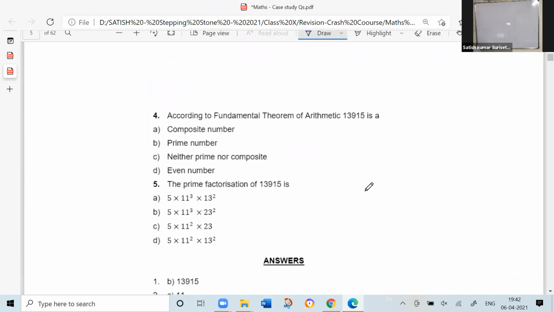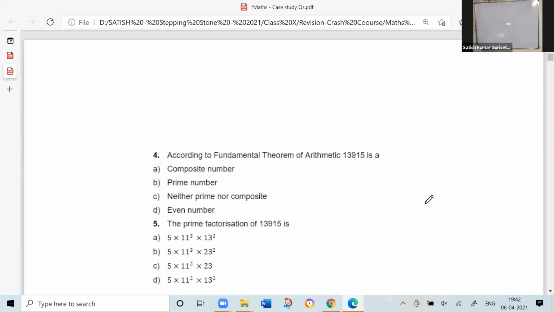Now check a few more. Now fourth and fifth, also do it. See, the problems are designed in such a way that if you make a mistake in one problem, then you are going to make mistakes in more questions. So you have to be very careful in the calculations part.